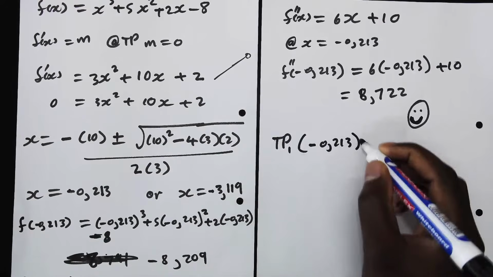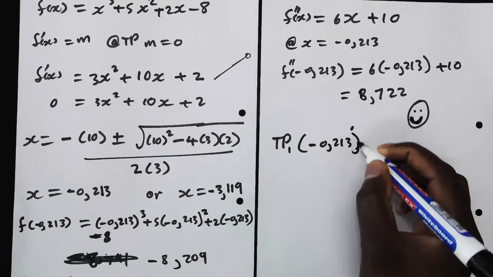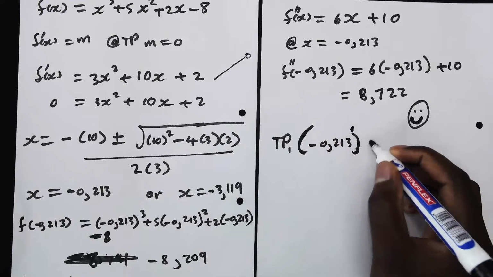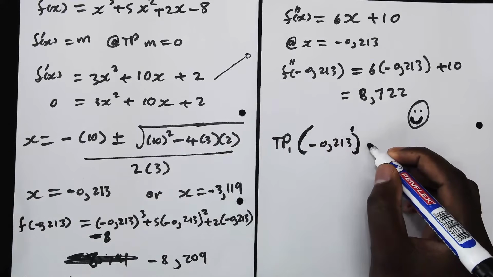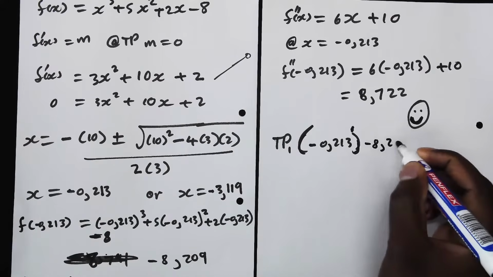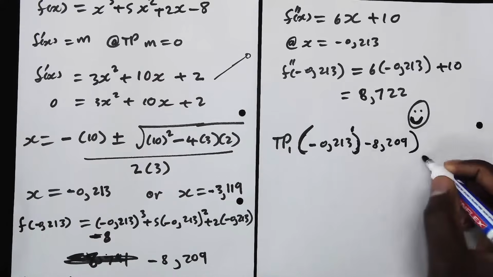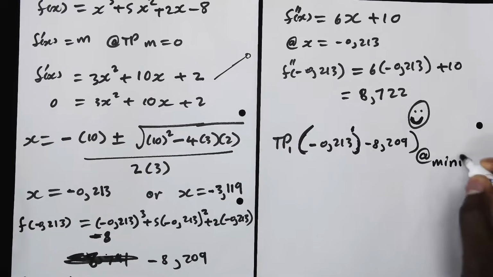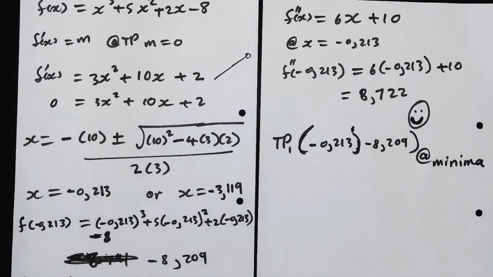negative 0.213, comma. What is the y value? It's negative 8.209. It's at minima, isn't it? It reaches minima. It's at minima.